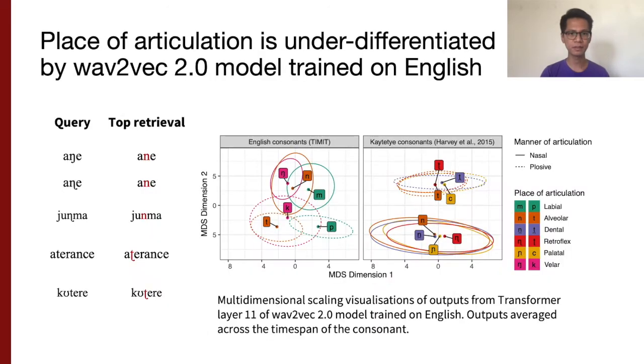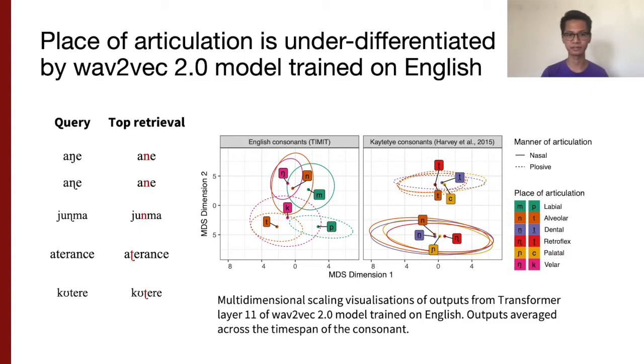To have a look at what might be the causes for the performance differences, we carried out an error analysis and examined some of the queries and their top matches. We found that for quite a few of the errors, the top match was a minimal pair or a near minimal pair with the query. So for example, the top match of the query anga, with a velar nasal, was the word ana with an alveolar nasal.